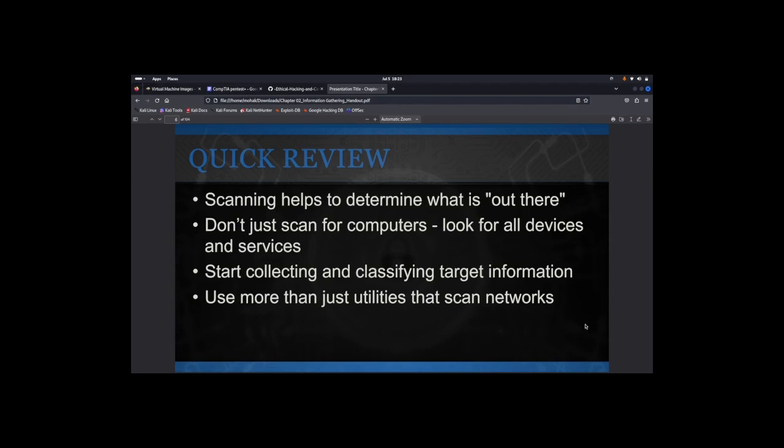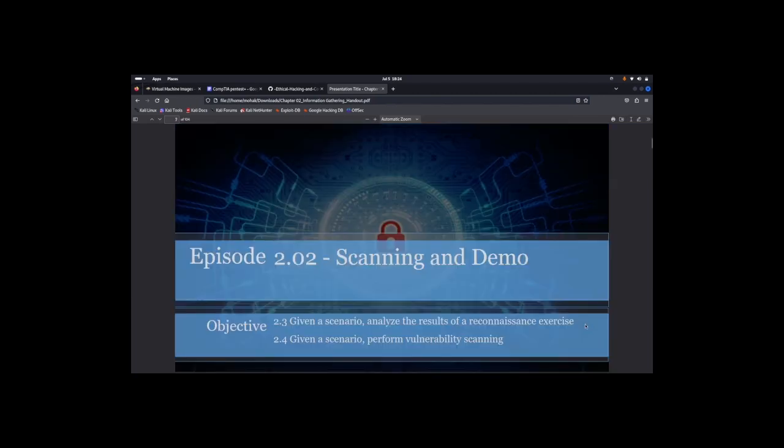The basic review is that scanning helps to determine what is out there. Don't just scan for computers, look for all devices and services. These are the key takeaways. After all, start collecting and classifying target information. Use more utilities than just one scan, so that the scan works.